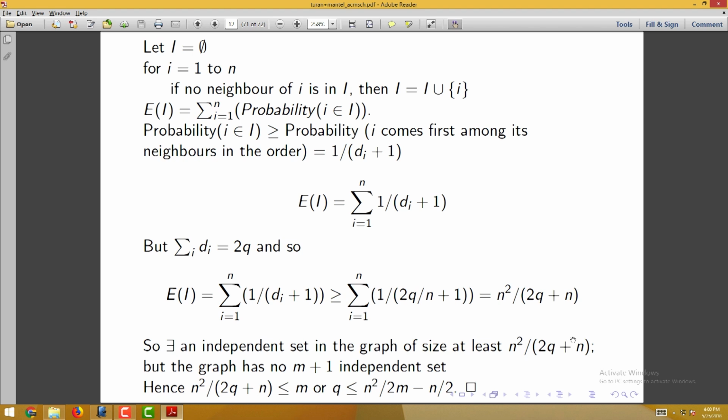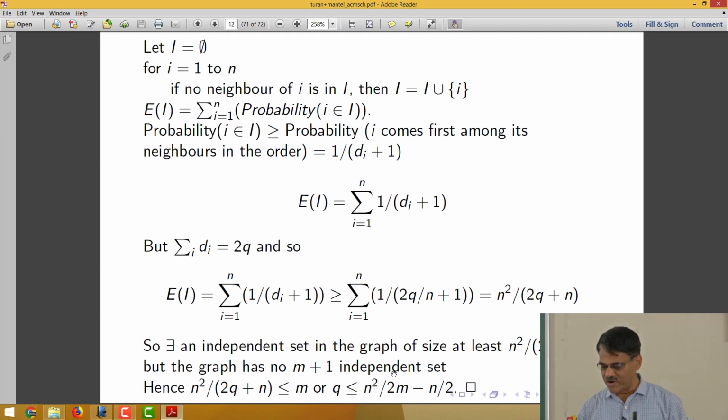So, n square by 2q plus n is a lower bound on the size of the independent set, but I know that this cannot be greater than or equal to m plus 1, because my graph has no independent set of size m plus 1. Now, from here you simplify and you get q is at most this much. So, this is an argument using the probabilistic method: a greedy algorithm, do some expectation, and from there you argue that there is an independent set of size this much, but the graph does not have an independent set of size m plus 1. So, this number is at most m, and do some simplification, you get this.